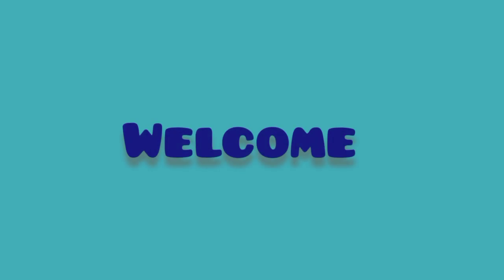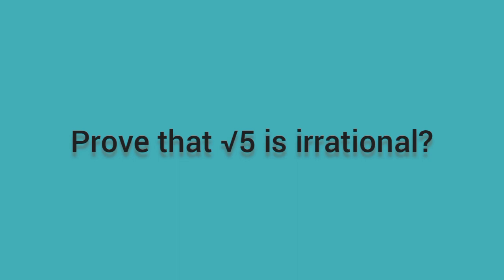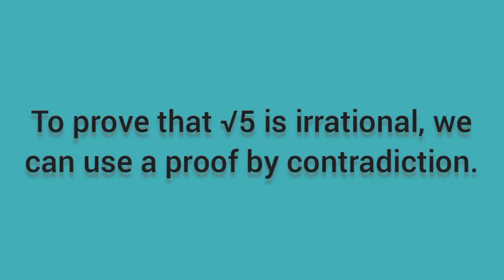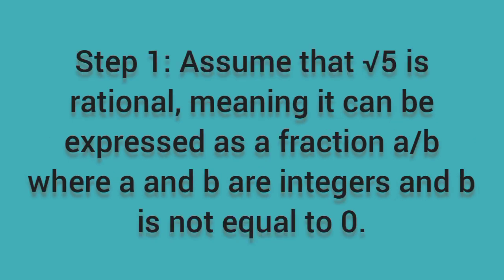Today we are going to do a question from the first chapter, Real Numbers. Prove that root 5 is irrational. To prove that root 5 is irrational, we can use a proof by contradiction.